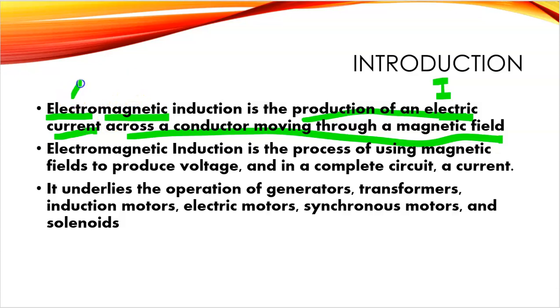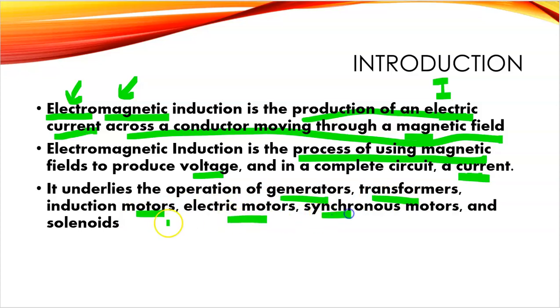So how do we produce electricity from the magnetic field? This is what electromagnetic induction is. It is a process of using magnetism. Because we produce the current by using a magnet, we are using the magnetic field to produce voltage, and in a complete circuit it produces a current. It underlies the operation of generators, transformers, induction motors, electric motors, synchronous motors, and solenoids. Bear in mind that what we learn today is the foundation of generators, transformers, and everything else in this list. So this is very important to modern physics.